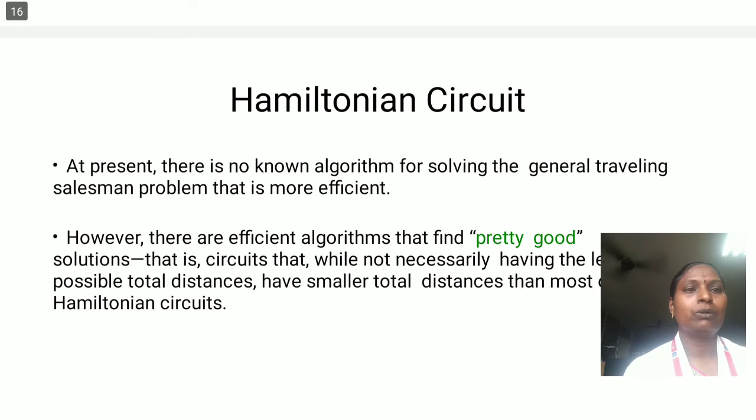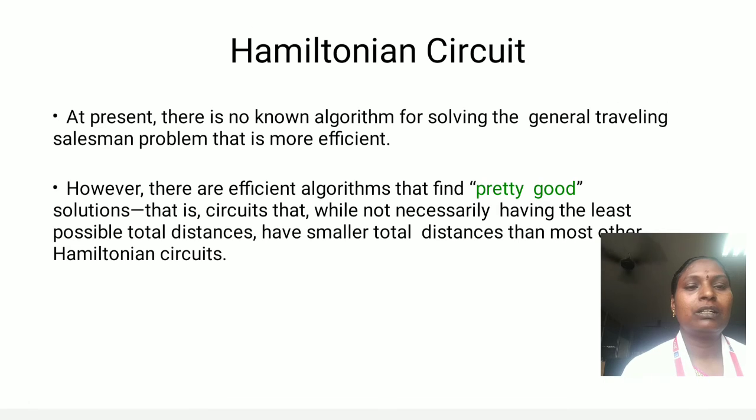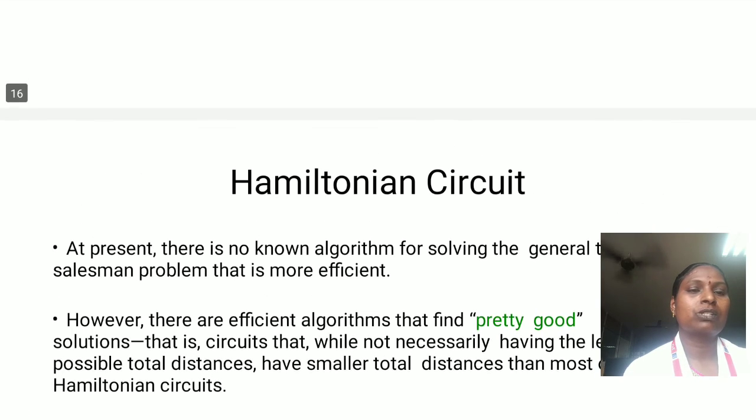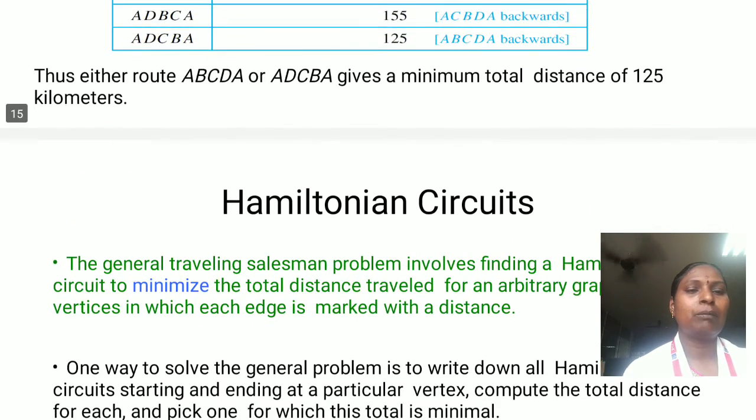At present, there is no known algorithm for solving the general traveling salesman problem that is more efficient. However, there are efficient algorithms that find a pretty good solution, that is, circuits that, while not necessarily having the least possible total distance, have smaller total distances than most other Hamiltonian circuits. So these are all the topics on Euler circuits and Hamiltonian circuits.